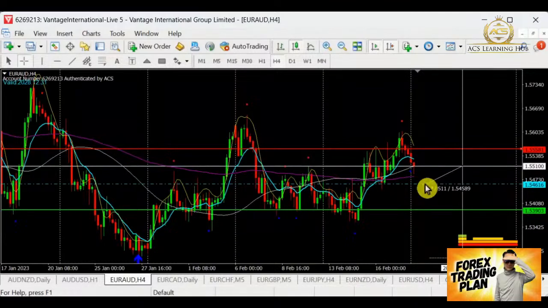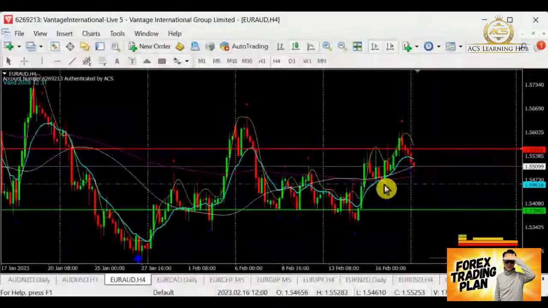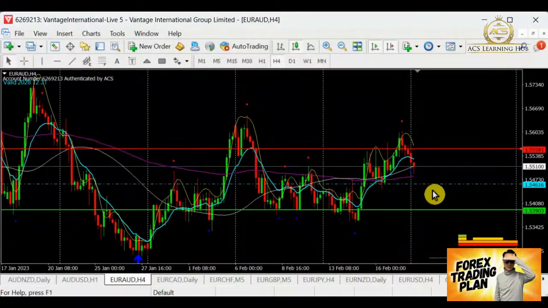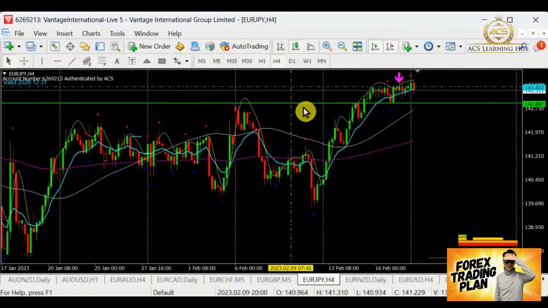We can see that there's about 50 pips of space. So that's one level that we need to take note of. Other than that, selling is possible for Euro Aussie. Okay. All right. So next to go, I'm going to take a look at the Euro Yen.